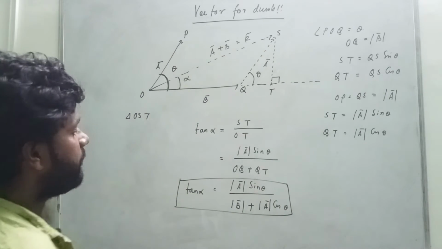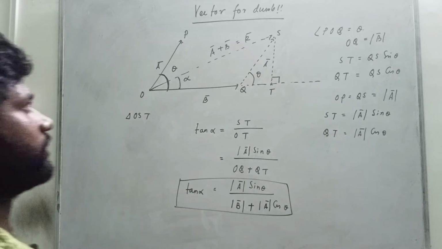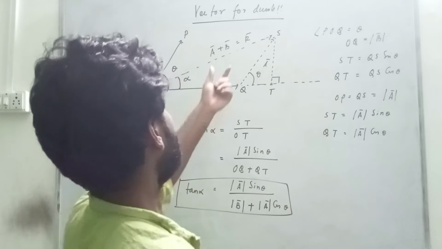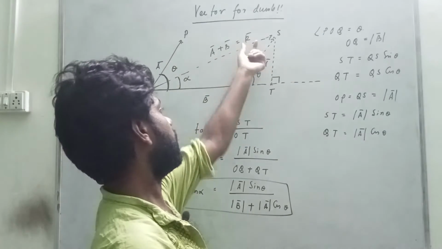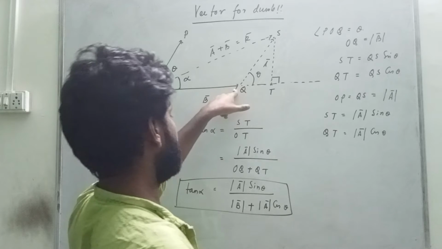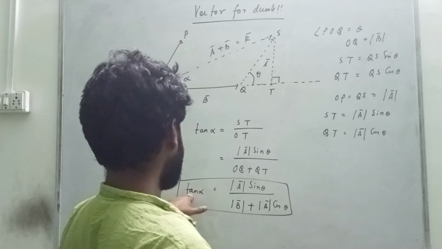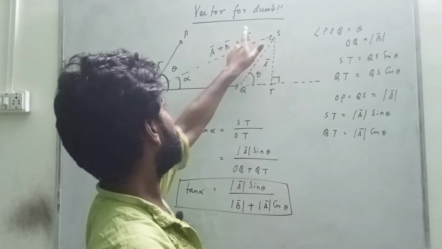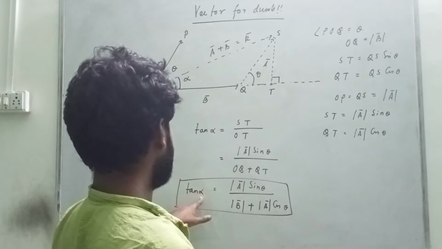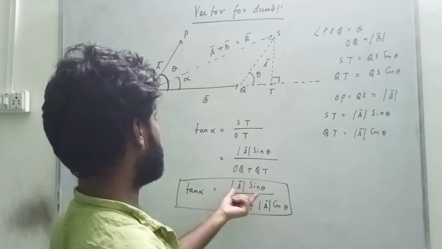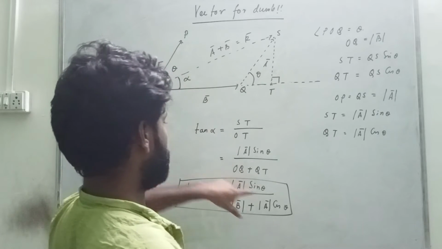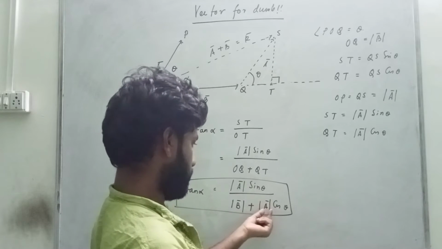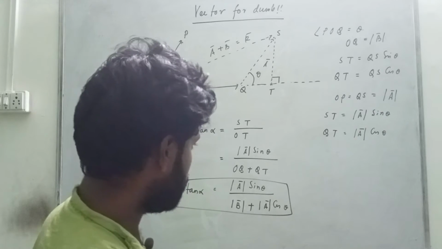Actually, if you wish to calculate the angle between A plus B, I mean R, with vector B, it is actually tan alpha. Alpha is just the angle between A plus B, I mean R, and the vector B. The tan alpha goes to modulus of A sin theta divided by modulus of B plus modulus of A cos theta, right?